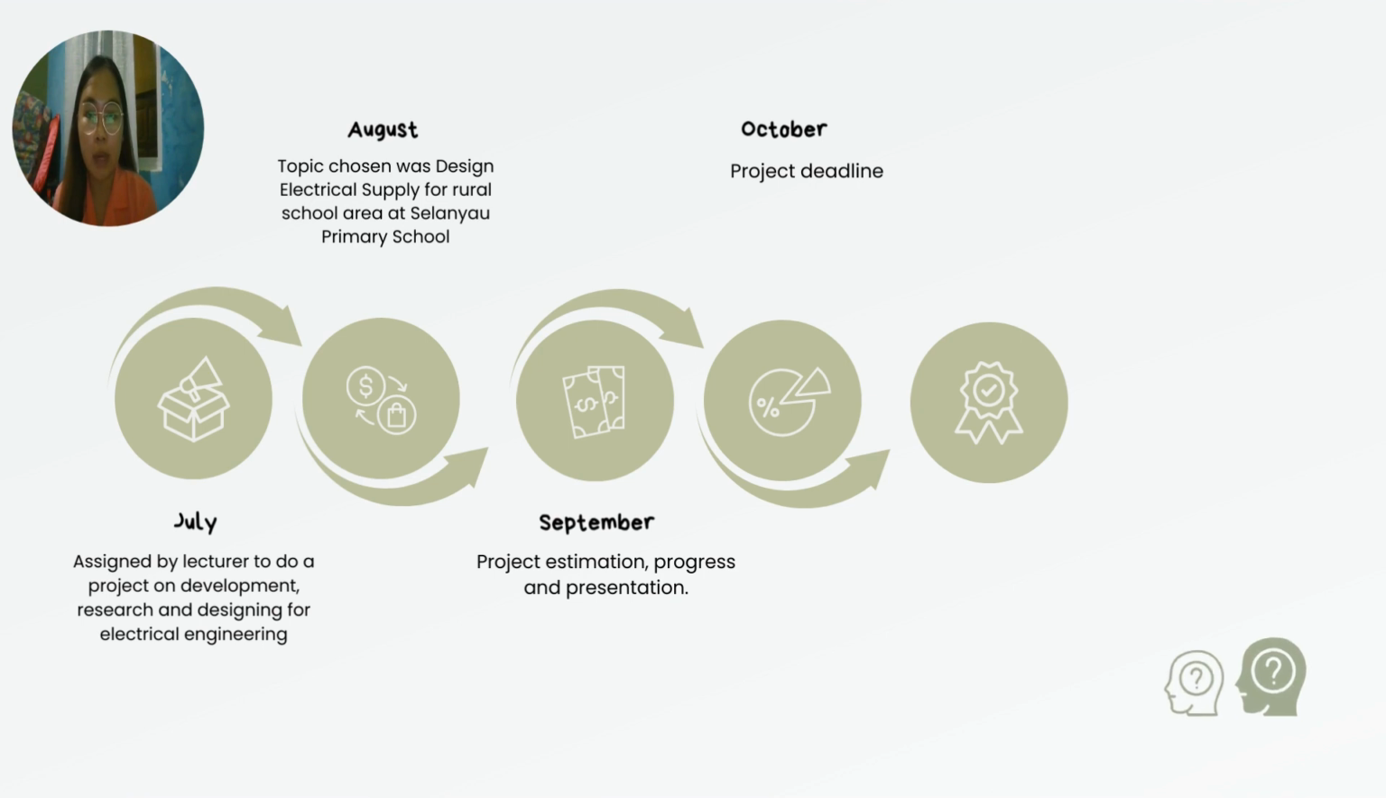This is my project timeline, starting from July until October. In July, we were assigned by our lecturer to do project development, research, and design for electrical engineering. In August, the topic chosen was design electrical power supply for rural school area, which is Selanyang Primary School. Then in September is project estimation and project presentations, and in October is my project deadline.